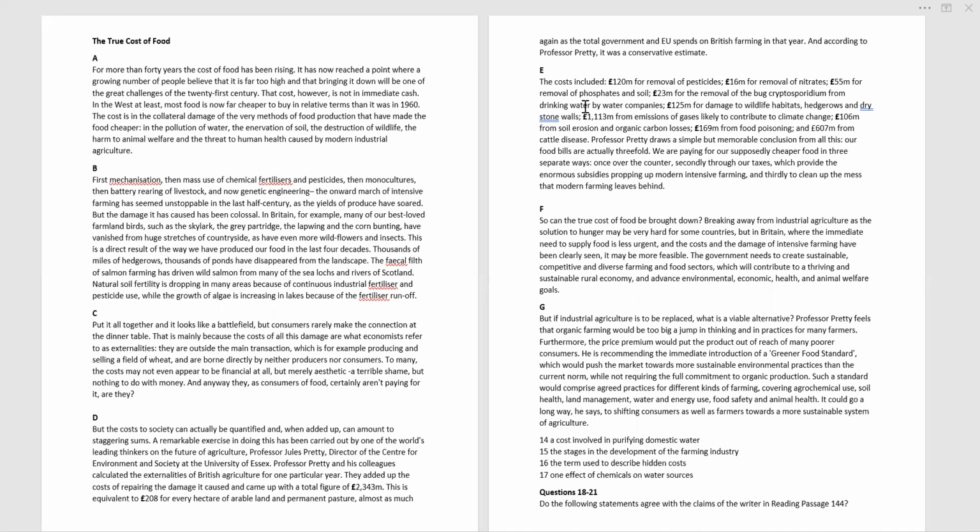Ma'am, 16 is G. 16 is what? G. 16 is the G. No, no. Okay. Look carefully. Price premium gone. And then this is also gone.